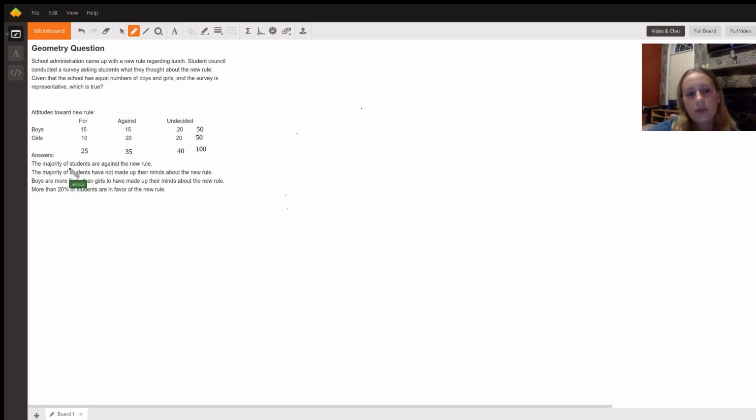correct. So the majority of students are against the new rule. So we know that 15 plus 20 is 35. So 35 out of 100 of the students are against this rule, which is the same thing as 35%, which is not a majority. For a majority, we need 51%. 35% is not enough. So the first statement is false.